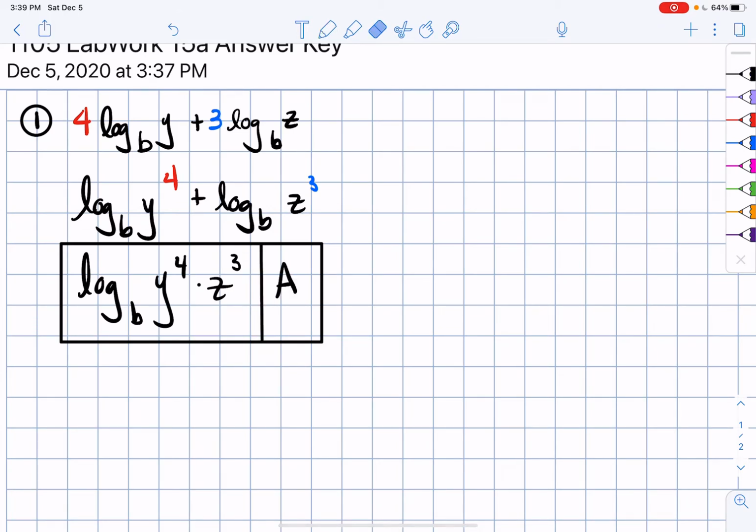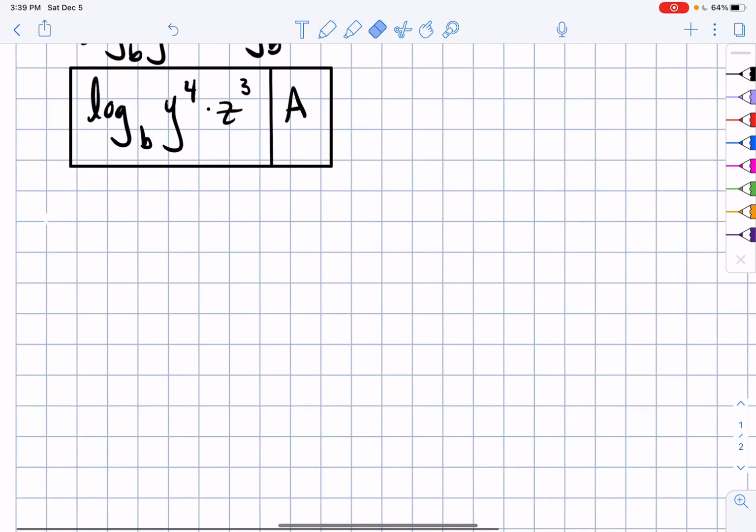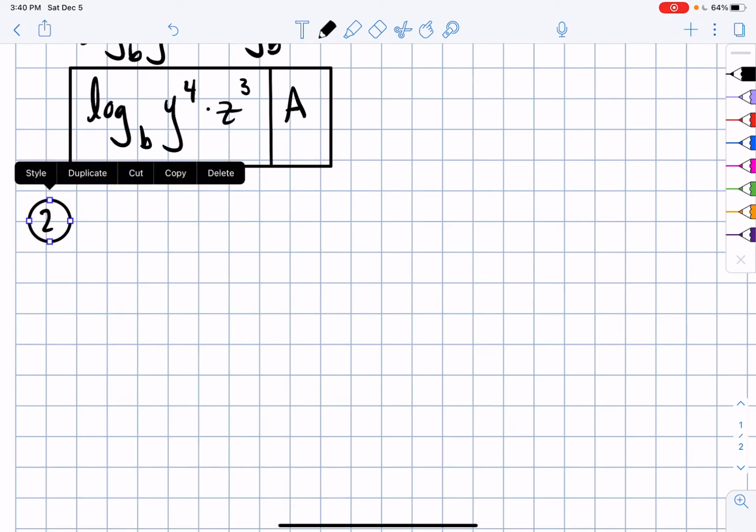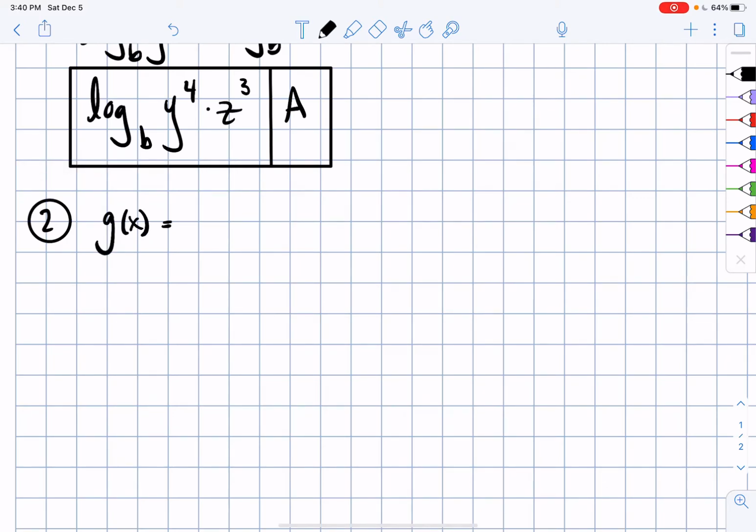There we go. All right. On to number 2. Okay, number 2 says g of x is equal to negative 3x plus 2 all over 4x plus 6. And what I need to find is the horizontal asymptote.